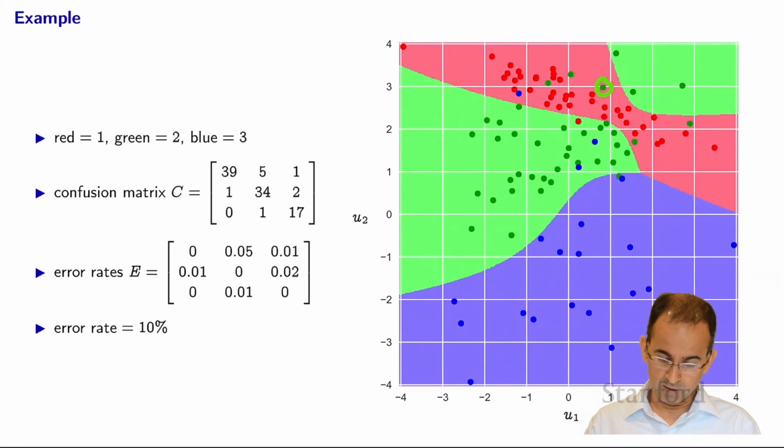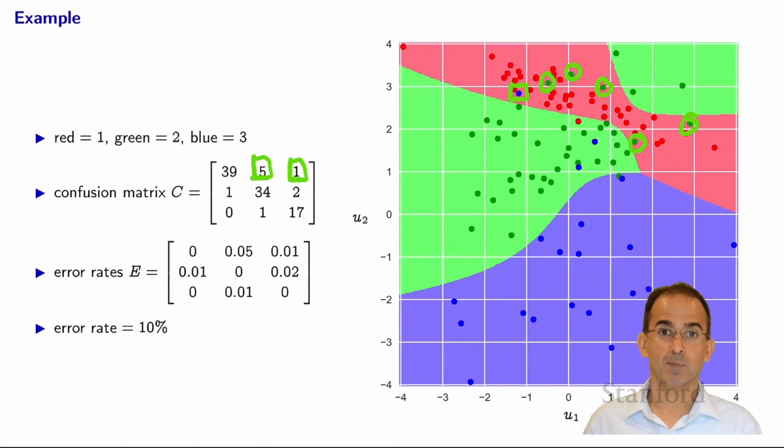Here's 1, 2, 3, 4, 5. So those are green points that we would predict as red. And there's a blue point that we would predict as red as well. That's this one right here. And so there's one of that type of error as well. What other types of error are there?